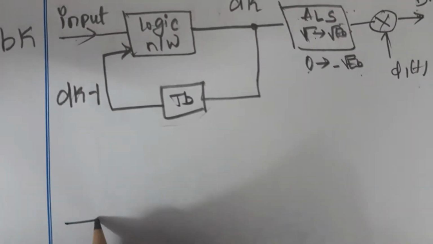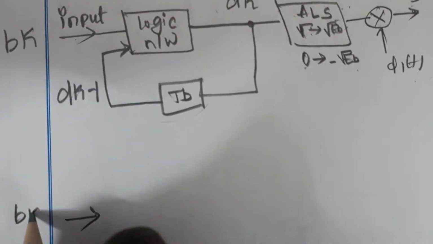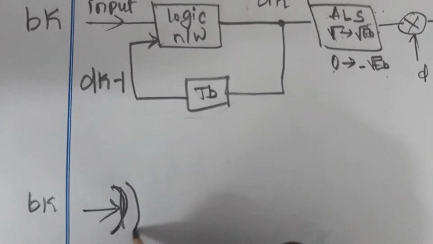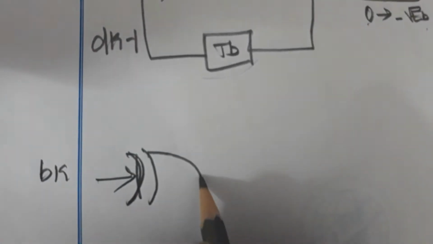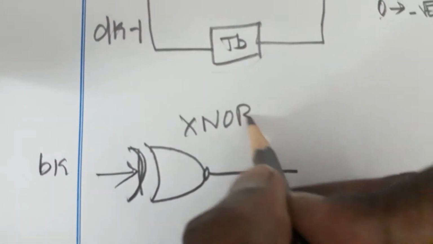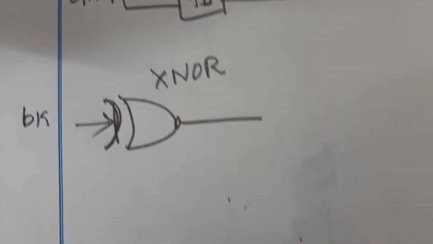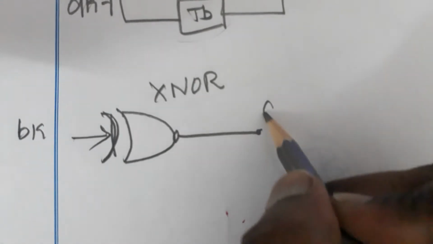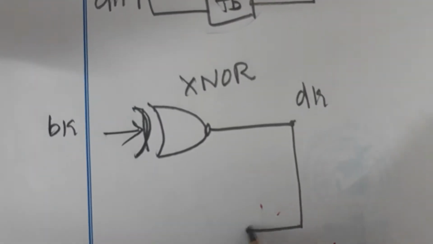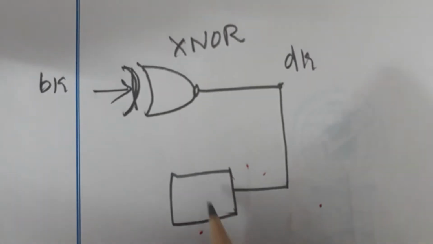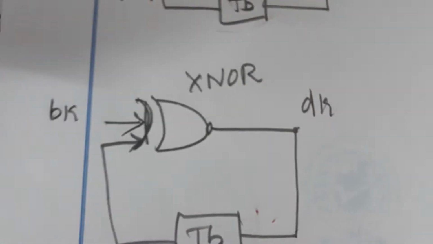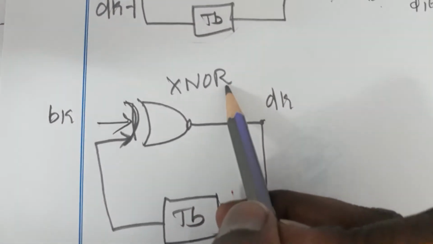So I'm going to put the circuit here. Input is BK. So I'm going to put a very simple circuit called XNOR. What is the circuit called? XNOR. Output of the XNOR is called DK. DK is delayed by TB. Output of this goes to this one. So which gate is the XNOR gate?